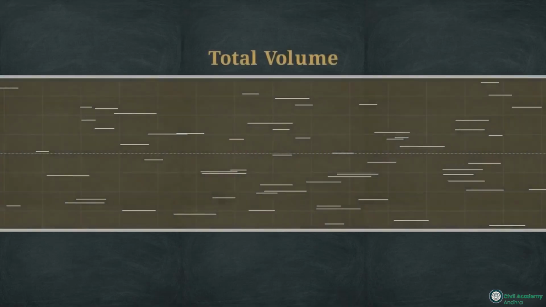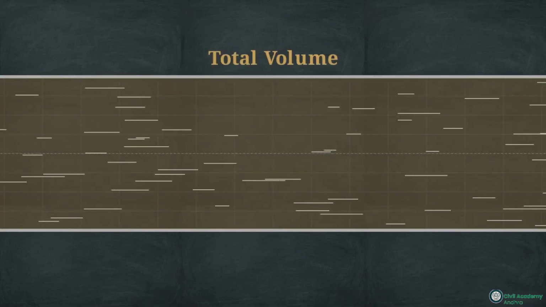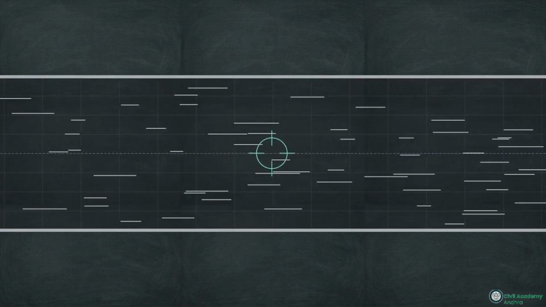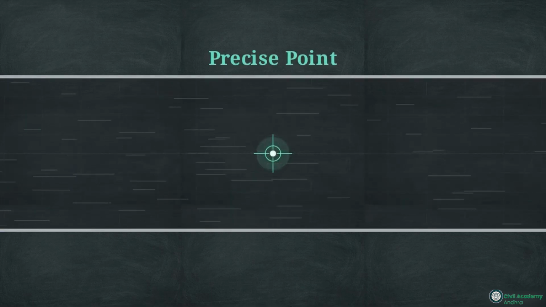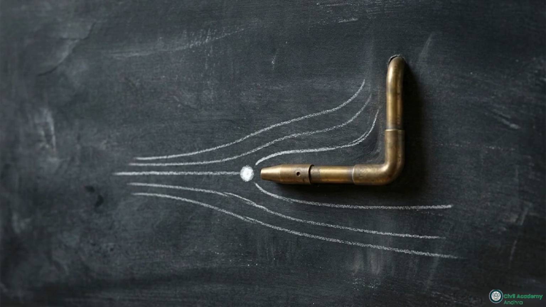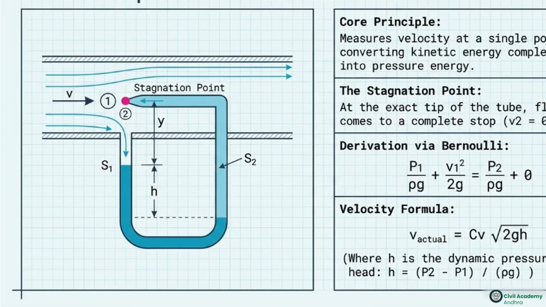Instead of measuring the total volume of fluid moving through the entire pipe, we sometimes need to measure velocity at one single precise point. This requirement introduces the pitot tube, a device that operates on a completely different physical interaction than area constriction. This diagram shows the mechanism, an L-shaped tube facing directly into the oncoming fluid flow.